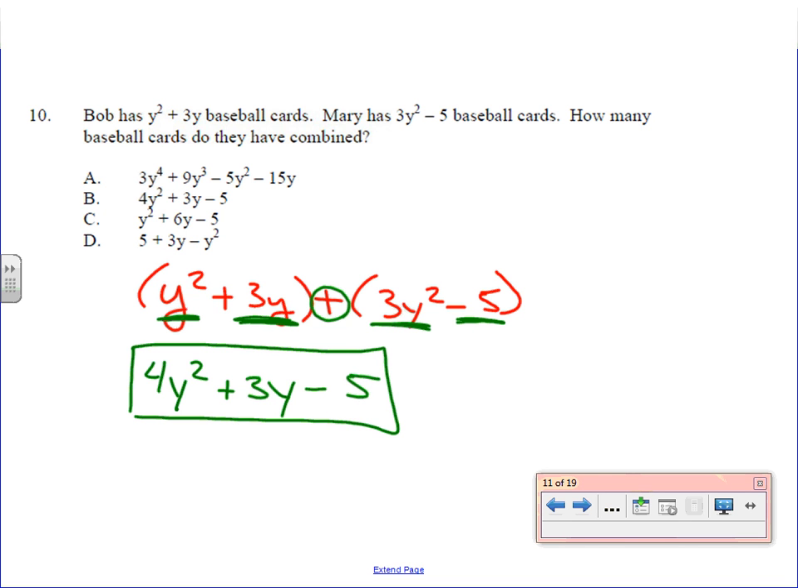So this is the answer I'm looking for. Where is it? A, B, C, or D? B. That is correct. 4y squared plus 3y minus 5. That is our answer.